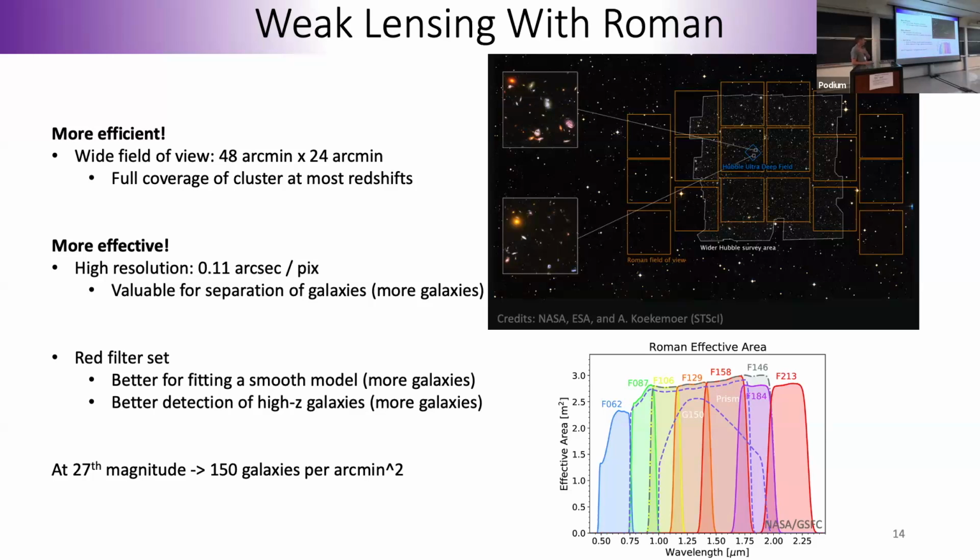And at about 27th magnitude, I predict there's about 150 galaxies per arcminute squared that we can use for weak lensing. And now I'll demonstrate what that 150 means for weak lensing here with a simulation.